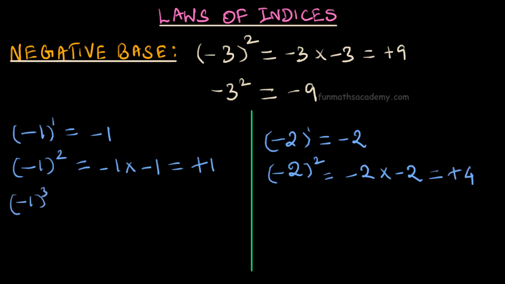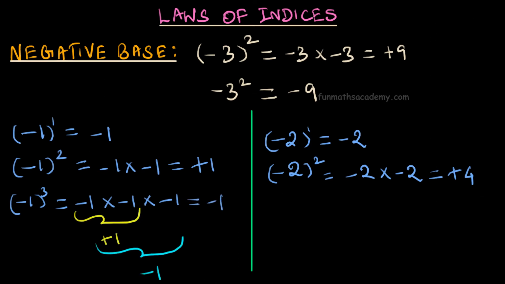Minus 1 whole to the power 3 is minus 1 times minus 1 times minus 1. Here, minus 1 times minus 1 is plus 1 and plus 1 times minus 1 will be minus 1. Because positive number times negative number will be a negative number.